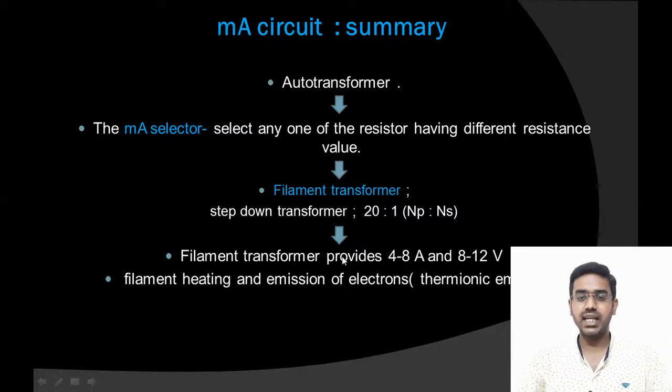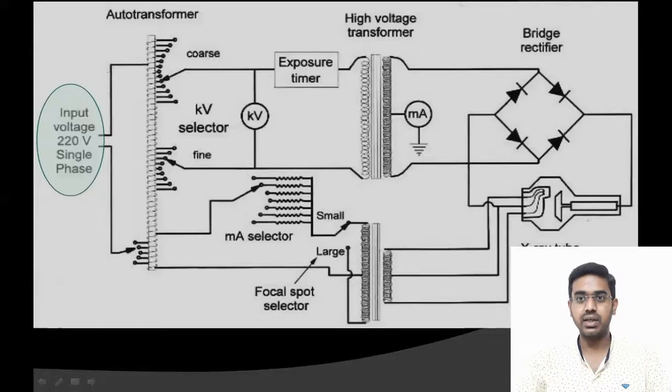Now let's describe the overall process with an illustration. Please read the summary first and come back here. Then only you can understand it properly.